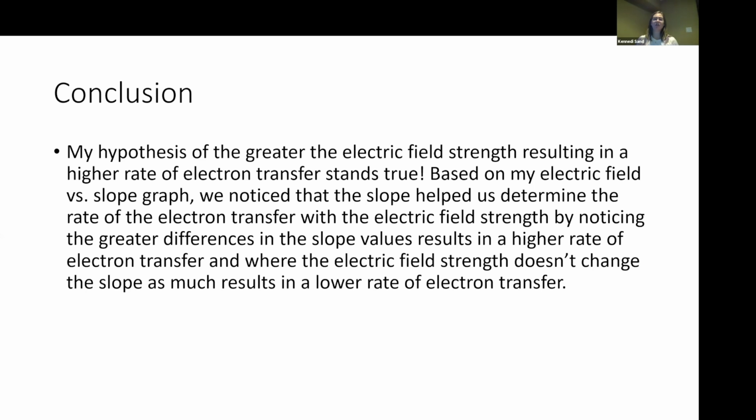Based on my electric field versus slope graph, we notice that the slope helped us determine the rate of the electron transfer with the electric field strength, by noticing the greater differences in the slope values, resulting in a higher rate of electron transfer, and where the electric field strength doesn't change the slope as much, results in a lower rate of electron transfer.